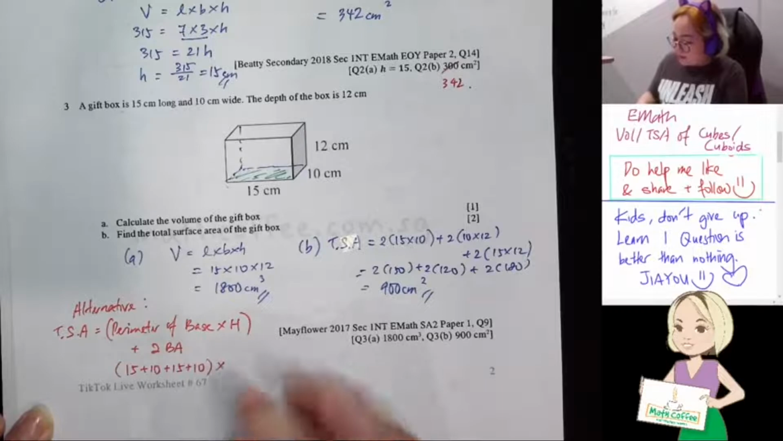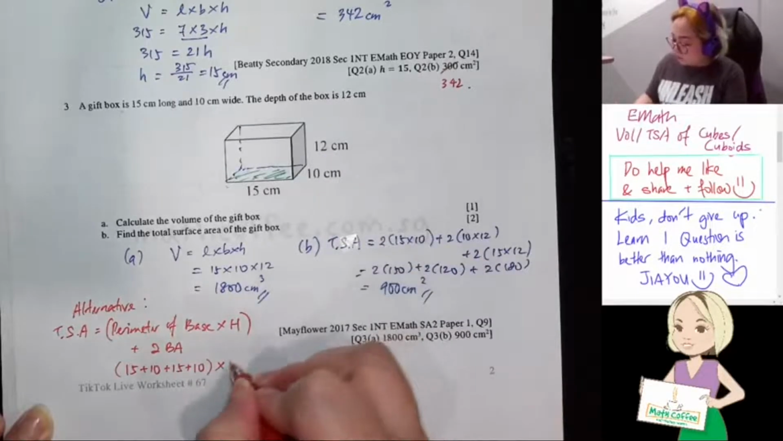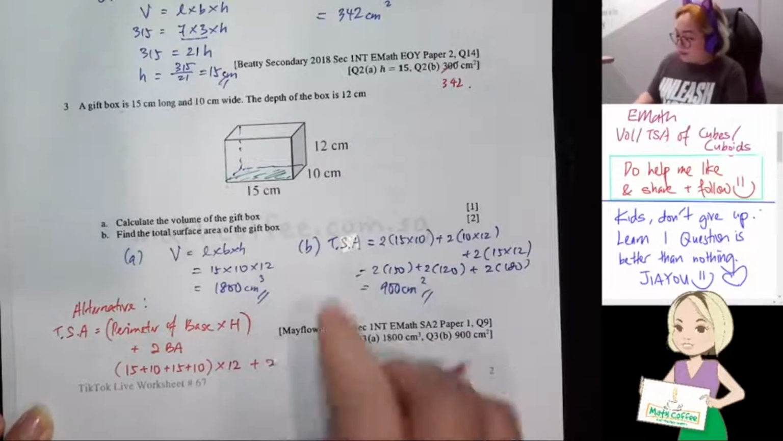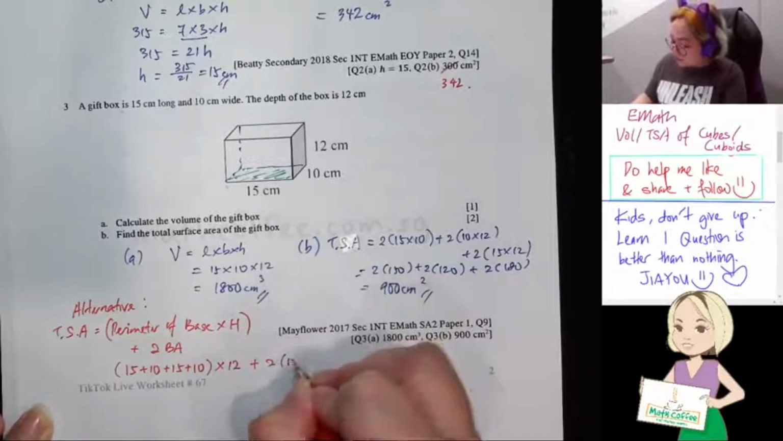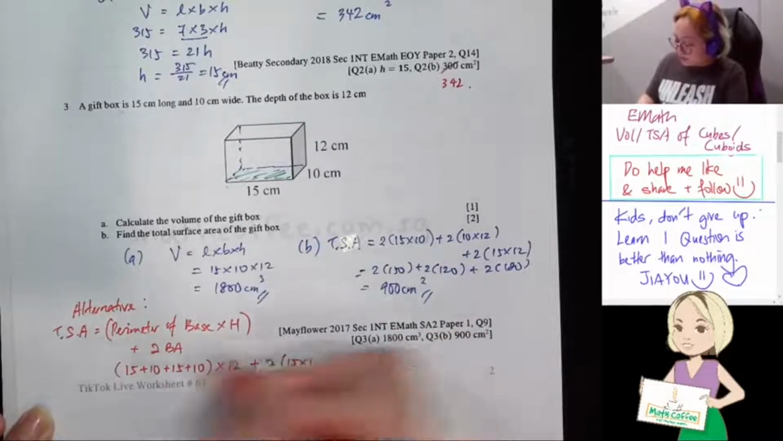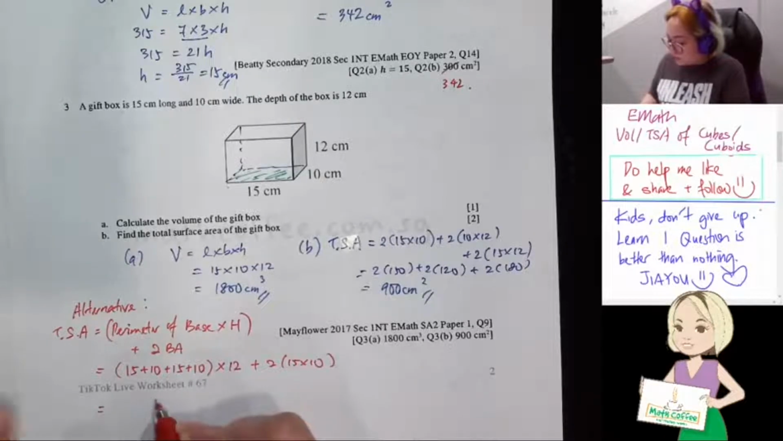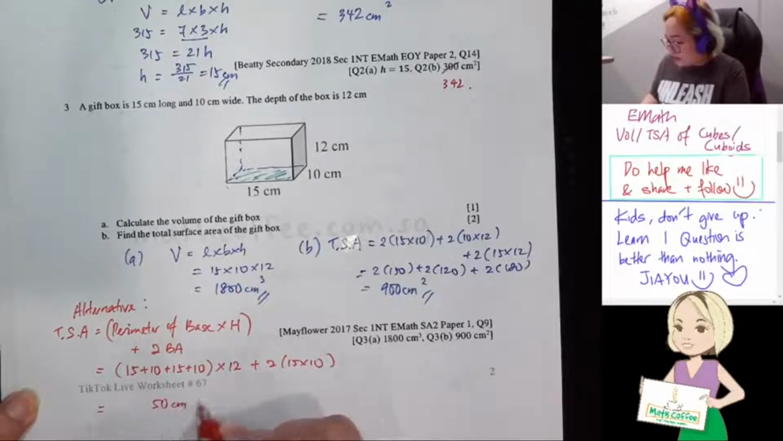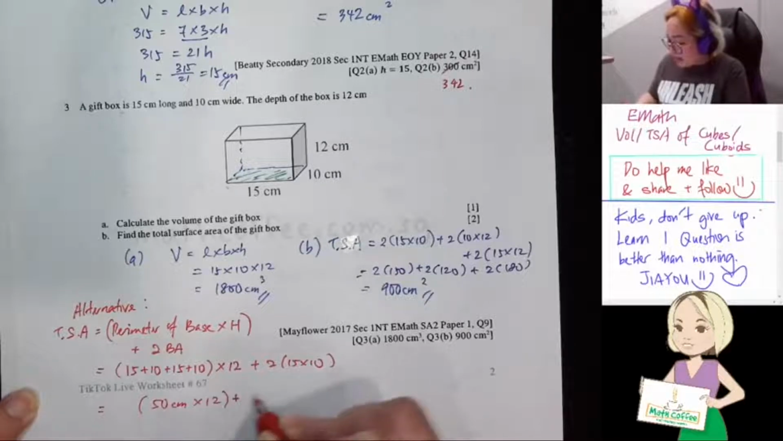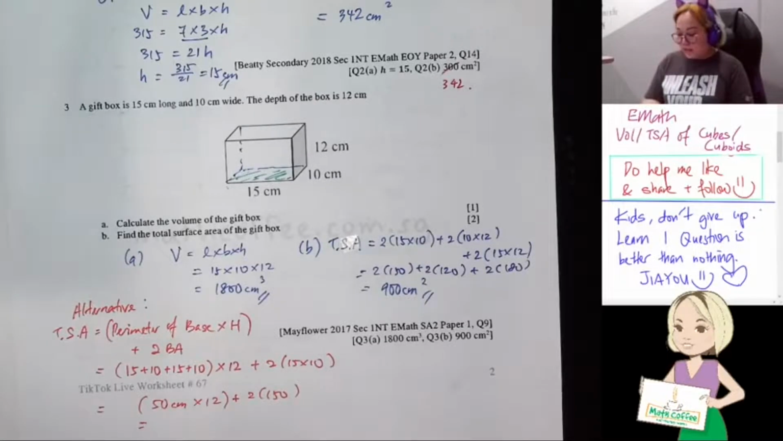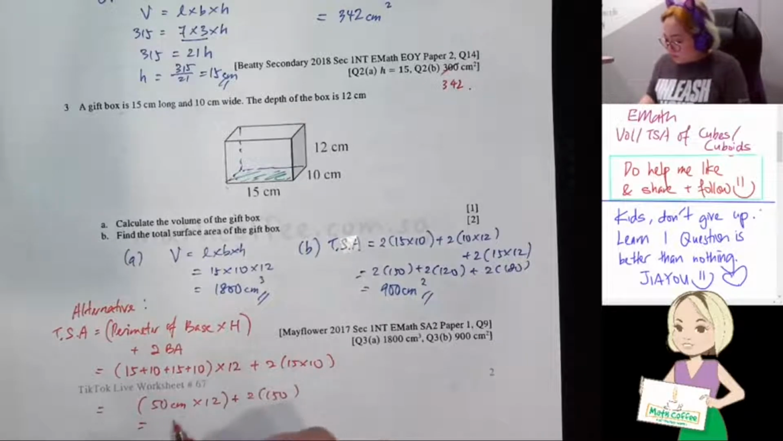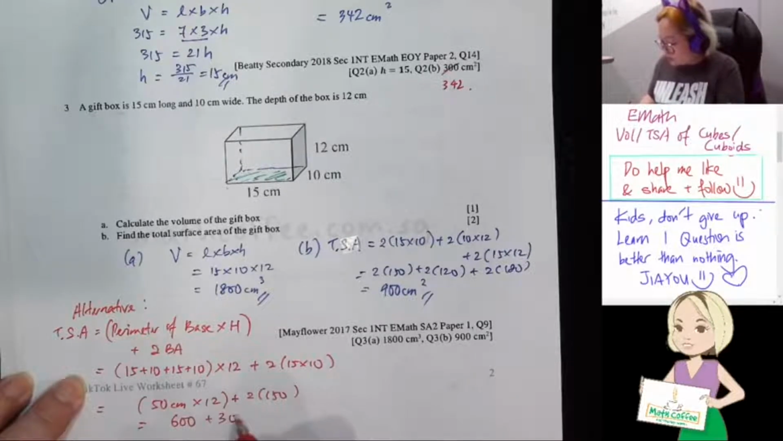I multiply it by the height of the prism, which is 12, and I add 2 base areas, which is 2 times 15 times 10. So in this case, we have 15 plus 10 times 2, which is 50. So the base perimeter is 50 cm. I multiply by 12 plus 2 times 150. 50 times 12 is 600, and we have 300. This is 900 cm square.